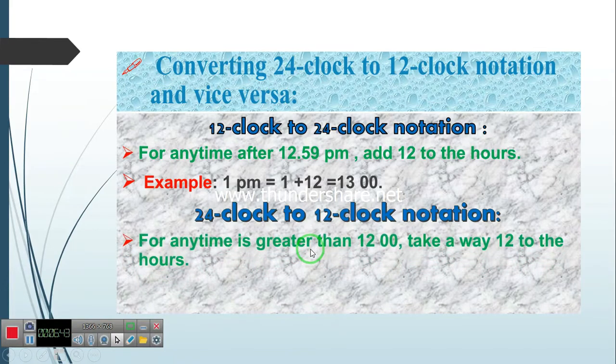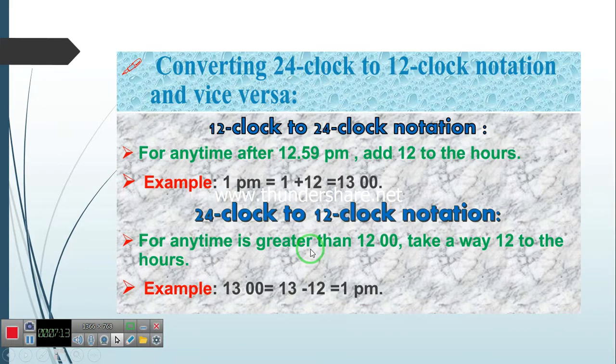For any time greater than 12, we subtract 12 from the hour. But if the time is less than 12, like 11, 10, 9, or 8, we keep it the same. And for any time greater than 12, like 13 or 14, you subtract 12, so you get 1 p.m. back. This is how we change 24 o'clock to 12 o'clock notation.